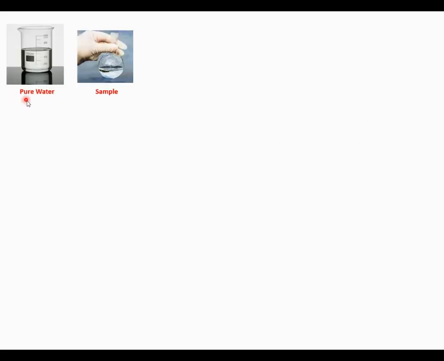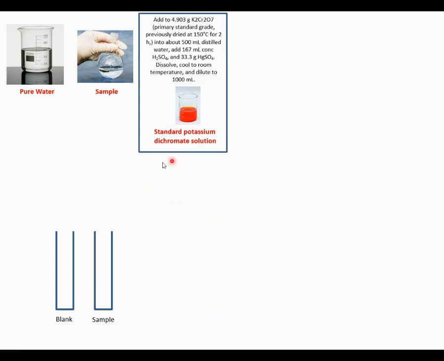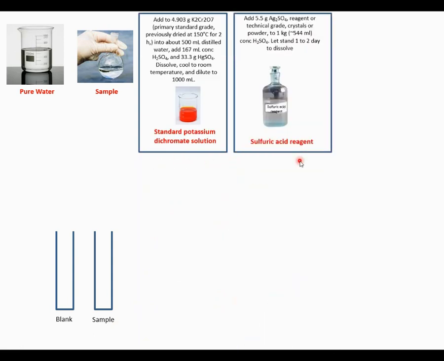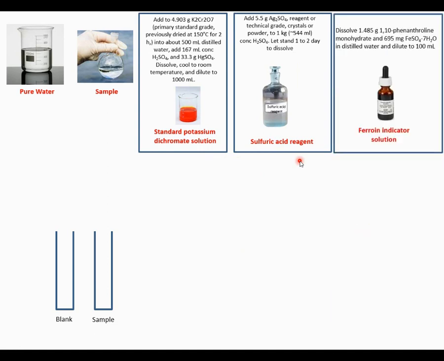To measure chemical oxygen demand, you will need your sample together with pure water, which is going to be used as blank. You also need 2 test tubes, one for the blank and one for the sample. You are also going to need some chemical solutions: potassium dichromate, sulfuric acid reagent and ferroin indicator solutions.